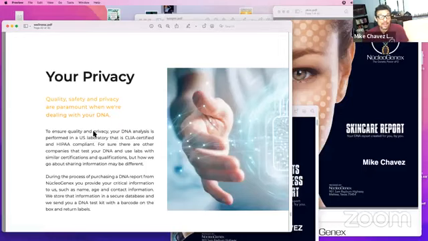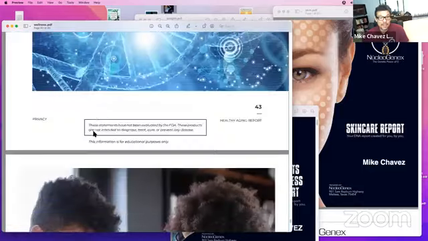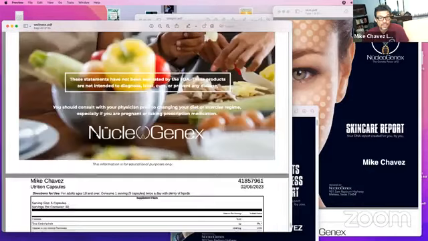And again, your privacy is number one paramount. It's basically like going to the doctor. This is HIPAA certified, so it's a federal crime to sell your DNA. So your DNA is safe when they do these tests. And let me get down to the bottom. You can see how much information is here.